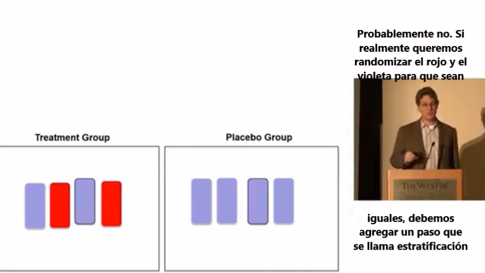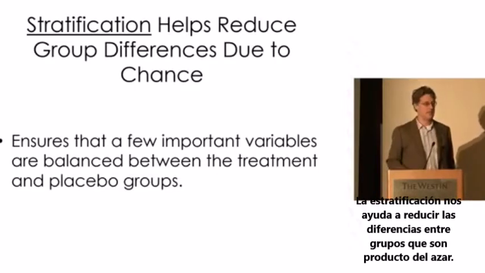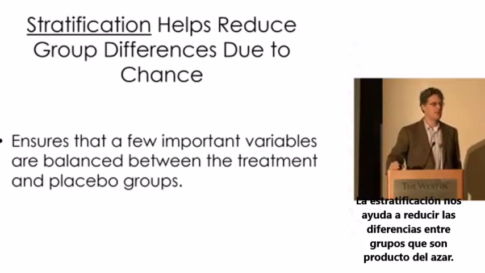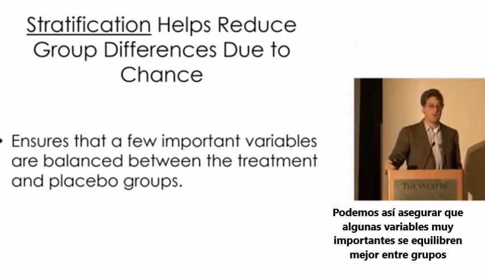So if we really want red to be randomized and to be equal, and we really want purple to be equal, we have to add a step to our randomization. And that is something called stratification. Stratification helps us reduce the differences between groups due to chance, and we can ensure that a few very important variables are better balanced between the groups.